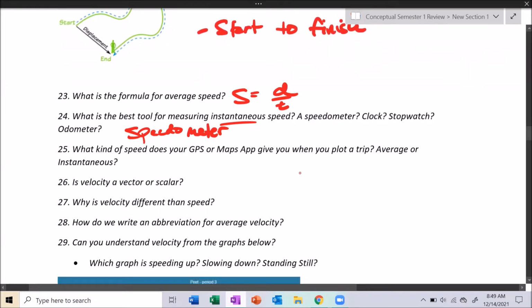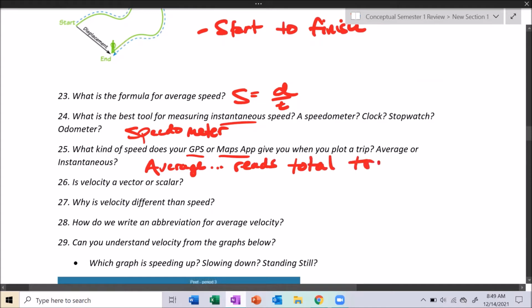So the best tool for measuring instantaneous speed, remember instantaneous speed is not average speed, it's the speed at that very moment, is a speedometer. You look right down at the speedometer at that very instant and it tells you your speed. If you were looking at your Maps app or your GPS, you would be taking a total trip average. You'd be taking the average speed, not instantaneous.